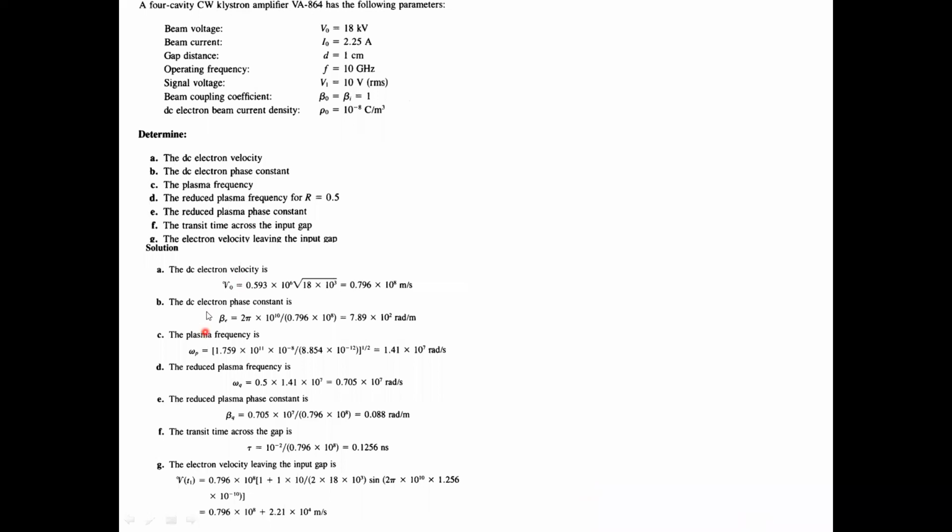Next, the DC electron phase constant. Direct formula: 2 pi times frequency, so 2 pi times 10 power 10 divided by the beam electron velocity. So 7.89 times 10 power 2 radians per meter. That is the DC electron phase constant.